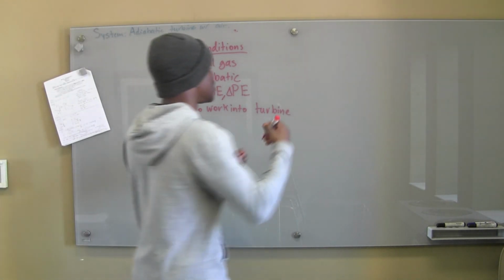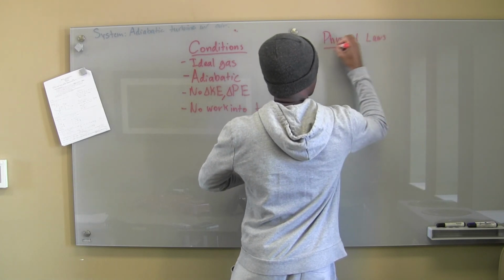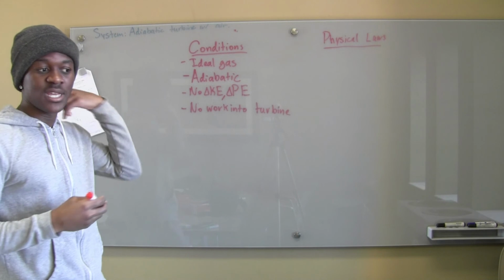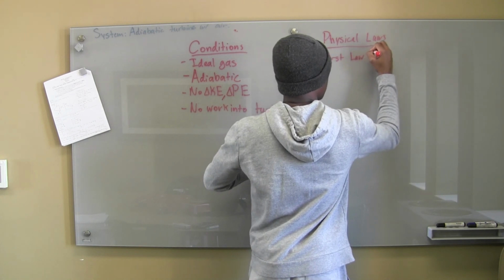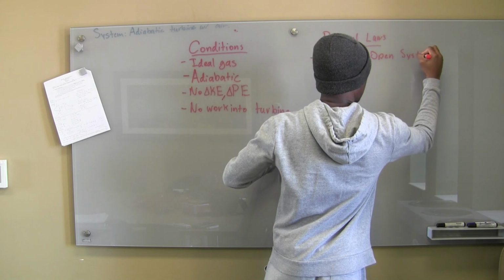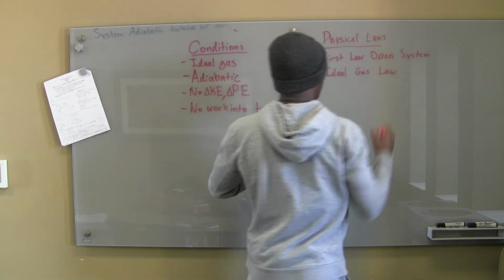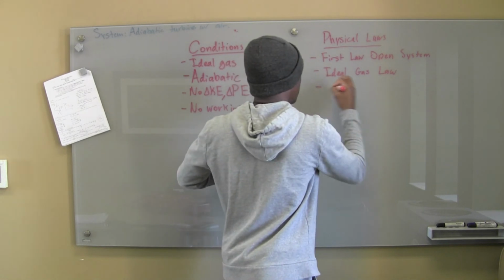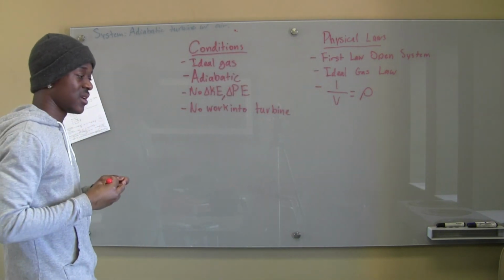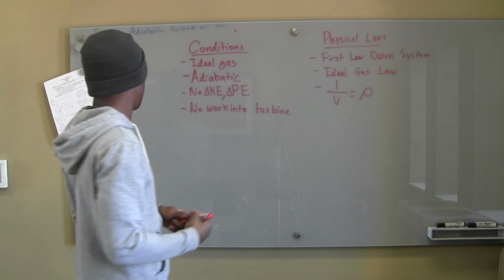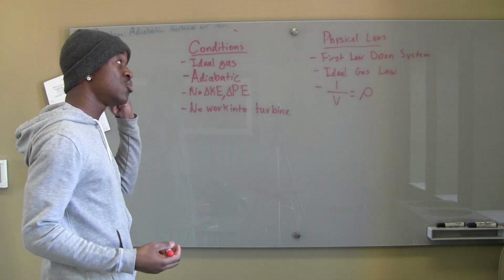They're also going to ask you for physical laws, the laws that we made use of as we did this problem. Now you can actually write out the actual laws for this, or you can write out the names of these laws. So you can say first law for open system. We also use the ideal gas law. We also used 1 over specific volume is equal to density. What else do we make use of? I mean, that's really it. That's what I've written down. That's really all you need to solve these types of problems.